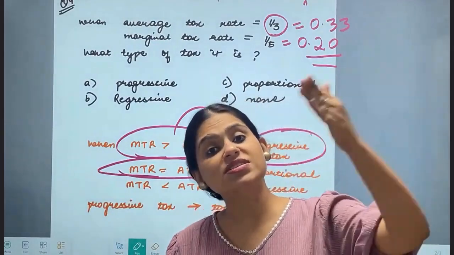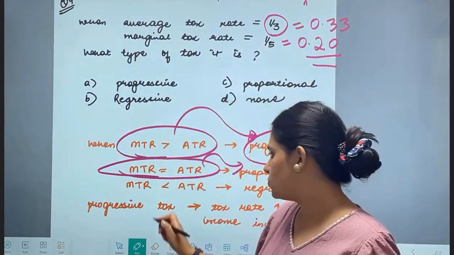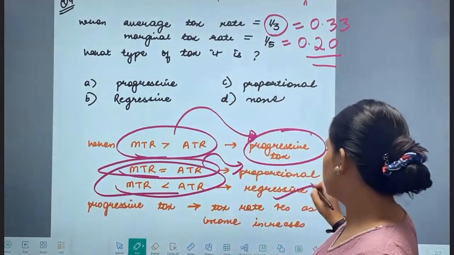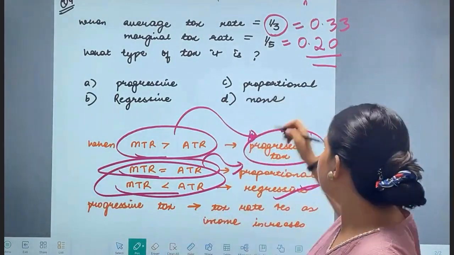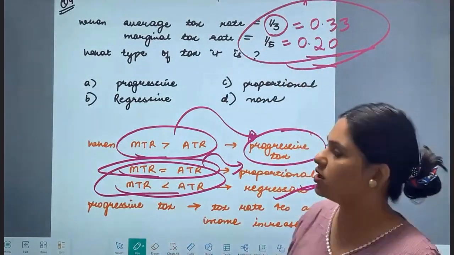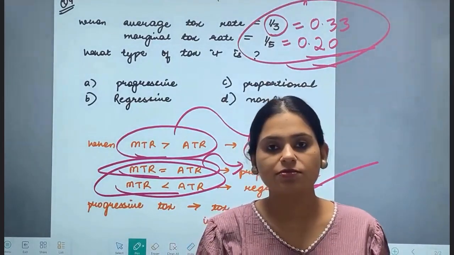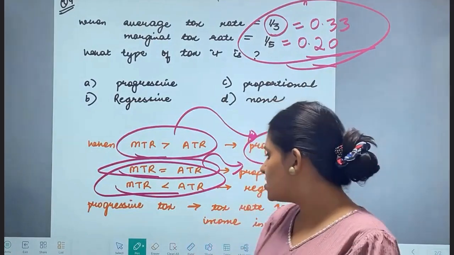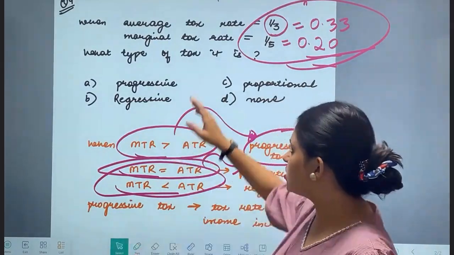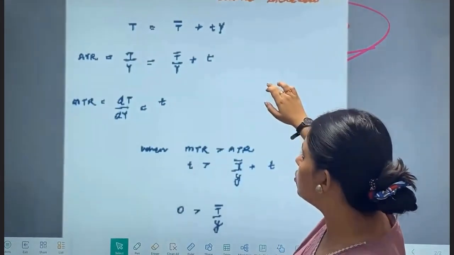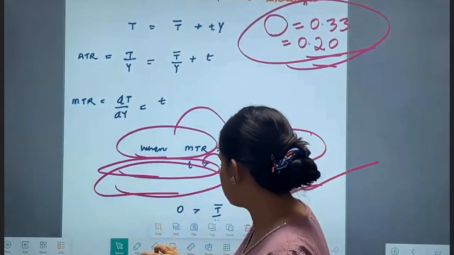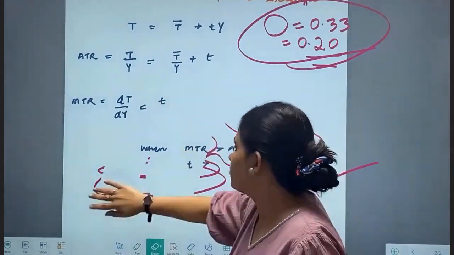When marginal is less than average, it is regressive. These 3 rules have to be remembered. Based on them, whatever question comes, you should be able to do it. Is that clear? Sometimes what happens is, you are given something like this. Let me just remove this.